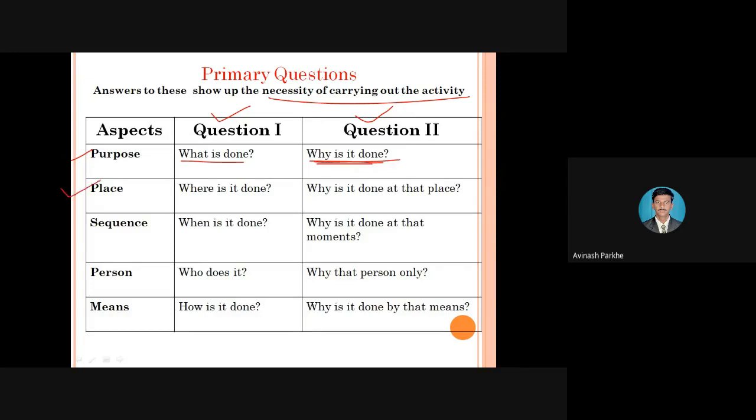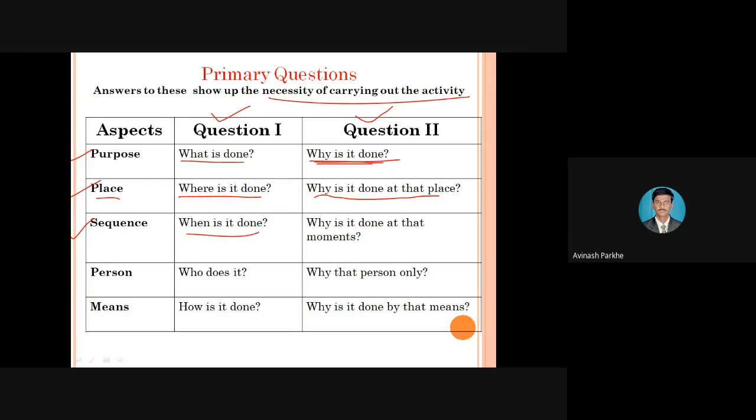Then second, place, where the modification is going on. So the second aspect is place. The question number 1 is where is it done, at which location the modification is going on. But the second question will be asked like this: why is it done at that place only? If I have selected any place for the modification purpose, why was that particular place selected for the modification? So that question is also asked during the critical examination.